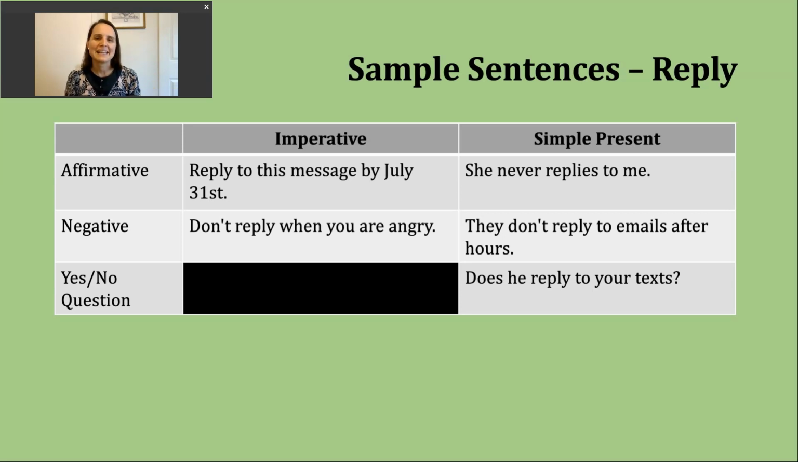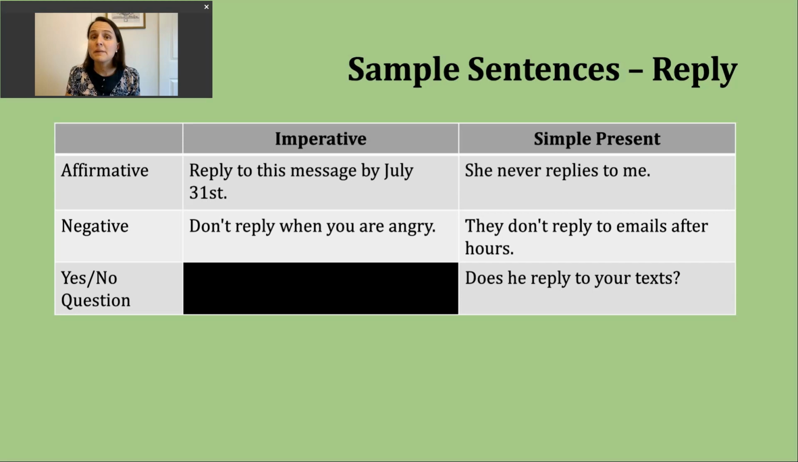Finally, let's look at making a yes or no question in the simple present. To do this, you're going to start with do or does, whichever form matches the subject, and the subject comes next. Then we'll have our base verb. So, an example here, does he reply to your text, right? So maybe someone is complaining about not hearing from someone, maybe they haven't answered a call, so they could be encouraging, send a text, see if he'll reply to that. Again, asking about someone's habit or routine.